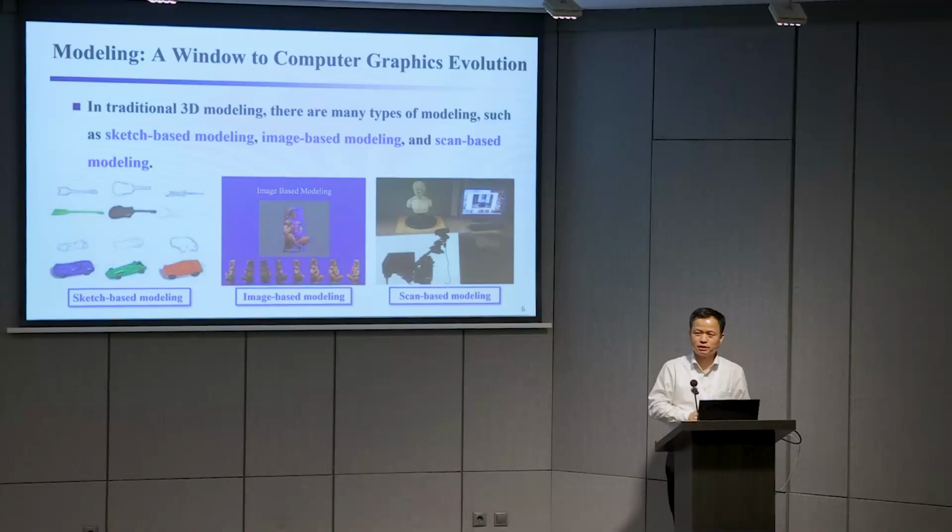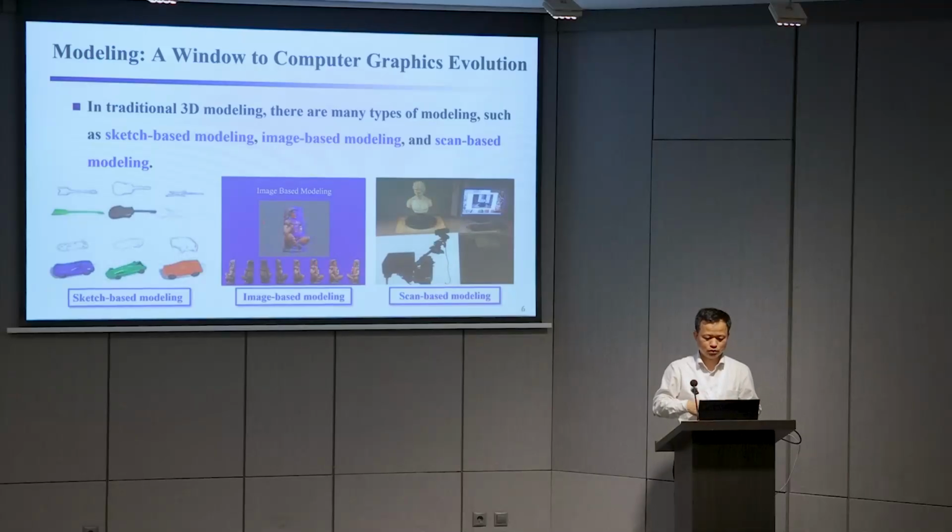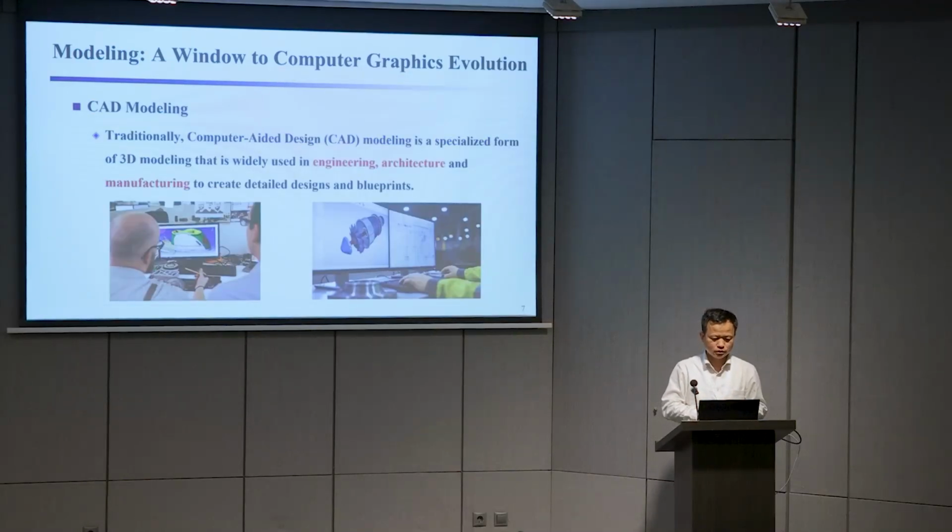So in traditional 3D modeling, there are many types of modeling, such as sketch-based modeling. So you draw a sketch and the computer generates a 3D model for you. Or image-based modeling, so you provide a picture or several pictures of one object, and we reconstruct the 3D object. And scan-based modeling, we use a scanner to scan the object to obtain points or a point cloud. Then we reconstruct the 3D model, geometry and material for the object. So then CAD modeling.